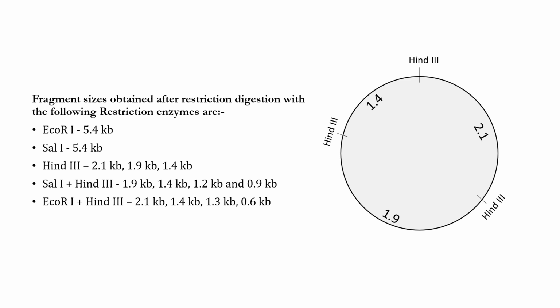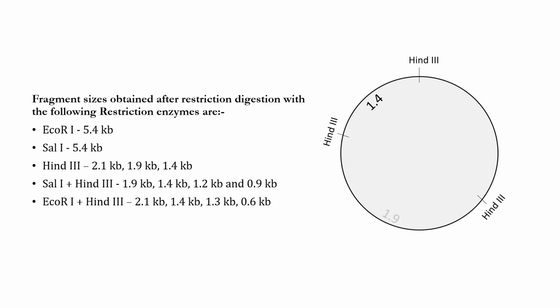So let us begin with finding the SalI restriction site first. On double digestion with HindIII and SalI, notice that the 1.9 kilobase and 1.4 kilobase fragments having HindIII sites remain intact, but the 2.1 kilobase fragment gets divided into 2 fragments of 1.2 and 0.9 kilobases. Thus we can say that SalI is located in the 2.1 kilobase fragment at a point such that it divides the fragment into 1.2 and 0.9 kilobase fragments.